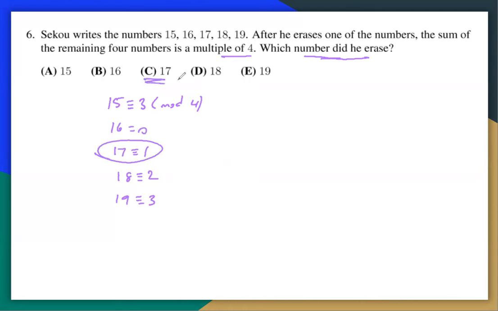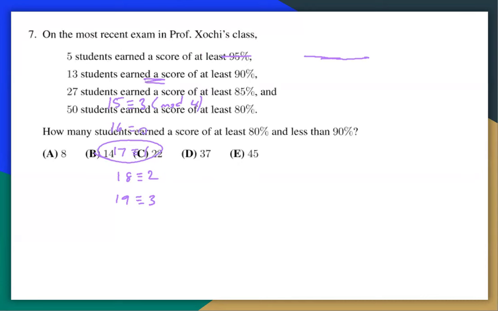So that means 17 should be removed. If you don't buy this, then you can just add any of these 4s and see if that's some multiple of 4 as well. So it should be fine.